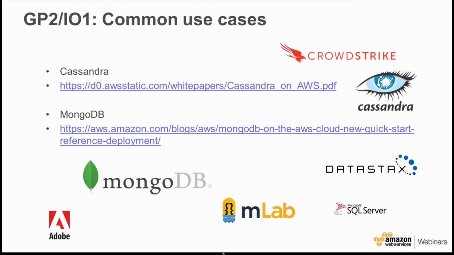We've seen customers like CrowdStrike take these volumes and use them for Cassandra. They were able to create a petabyte scale cluster using GP2 for Cassandra. It also works well for use cases like Mongo. We've seen our friends at MLAG use it for MongoDB. If you want more information on how to use these volume types for NoSQL workloads, we have a few links on the screen.